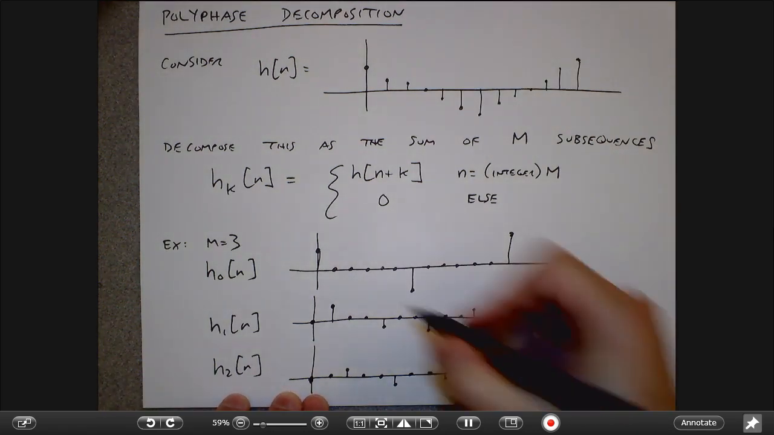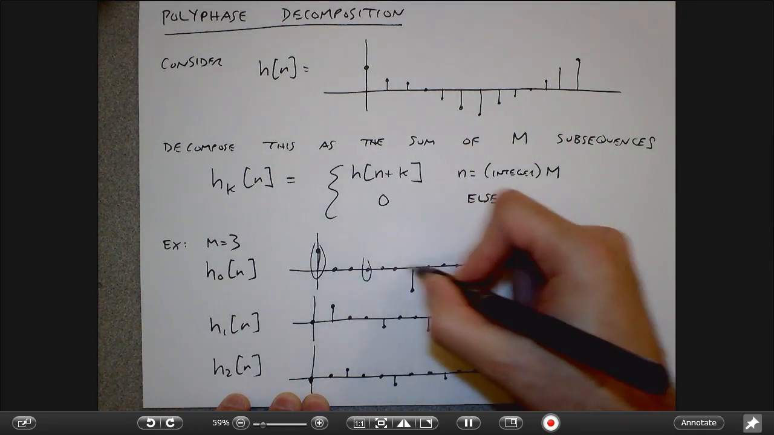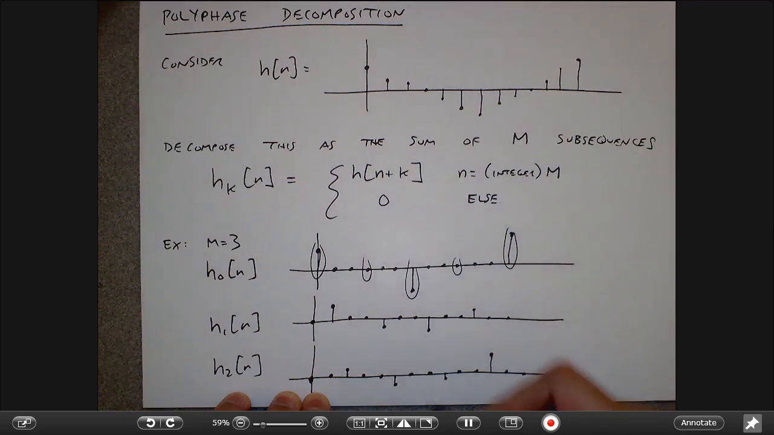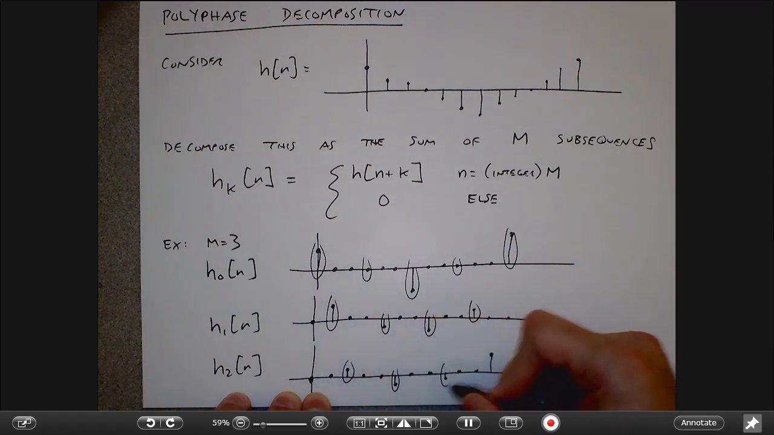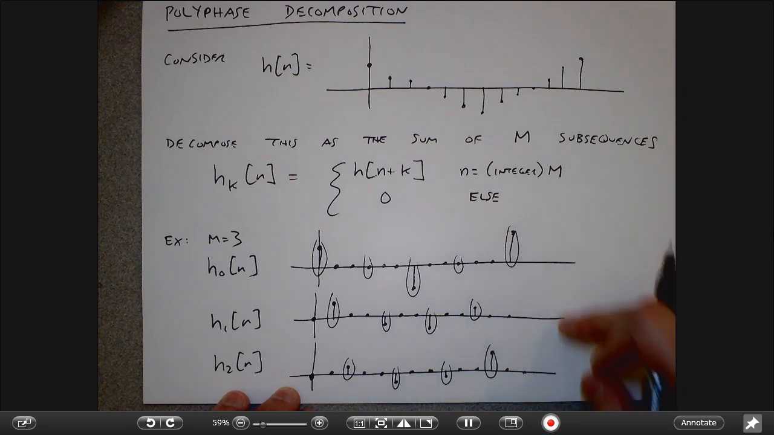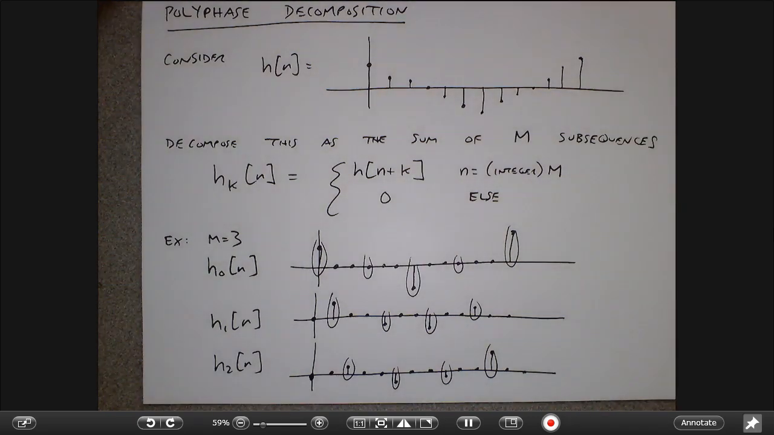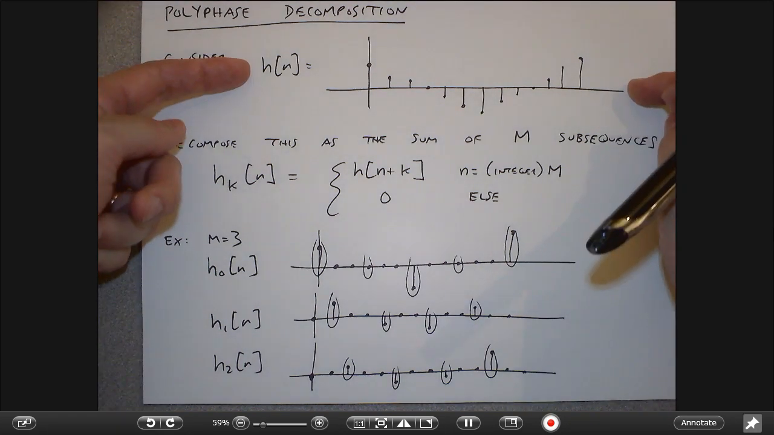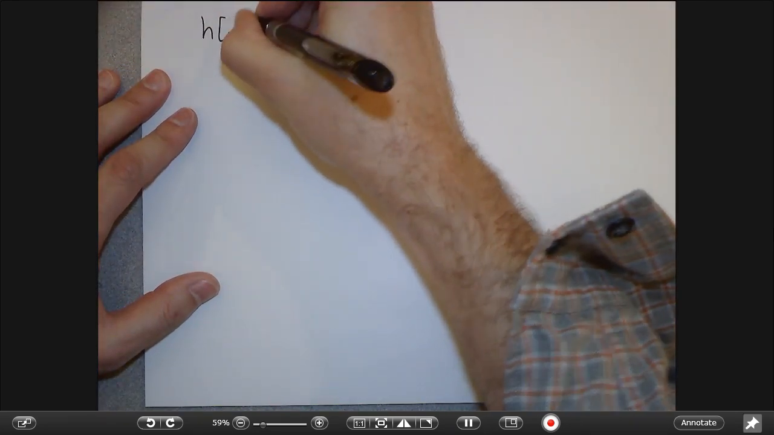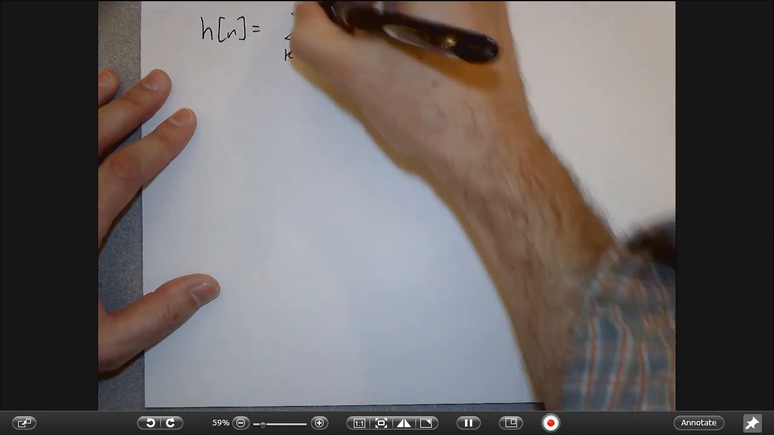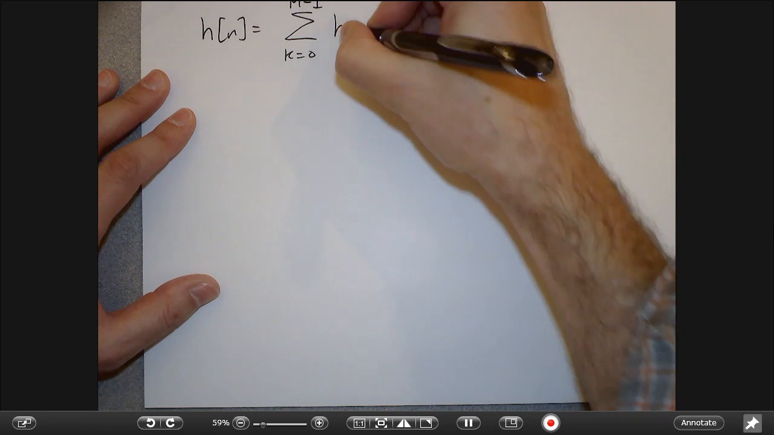Right? So I can see that in this signal, these are the only potential non-zeros, and in this signal, these are the only non-zeros, and in this signal, these are the only non-zeros. And so it's pretty clear that when I add these 3 up, I get back my original signal, right? So all I'm doing is taking apart the original signal into the sum of these, okay? And so I can write my original signal as the sum of m subsequences.